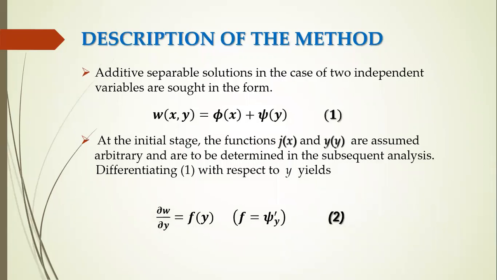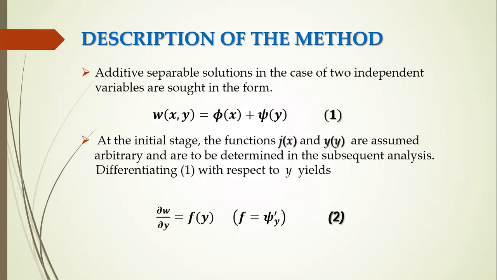Description of the method. Additive separable solutions in this case of two independent variables are sought in the form w(x,y) = phi(x) + psi(y), equation 1. At the initial stage, the functions phi(x) and psi(y) are assumed arbitrary and are determined in the subsequent analysis.